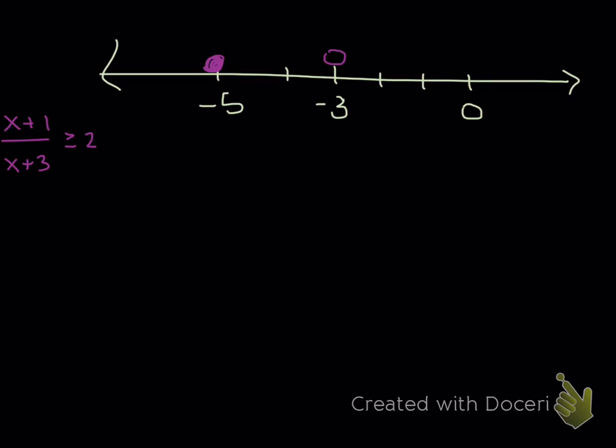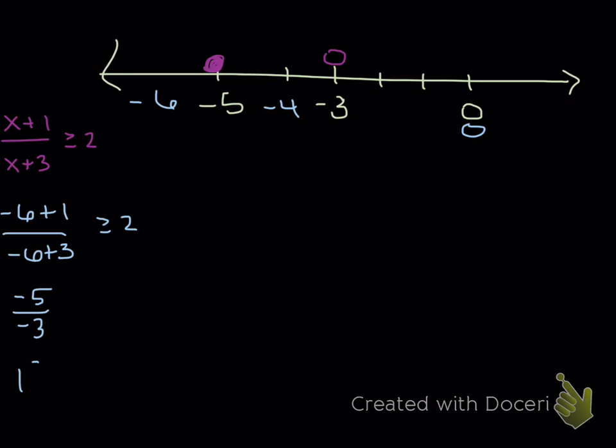So now I need to test my values. I'm going to test a negative 6, a negative 4, and a 0. So we're going to just get right to it. Negative 6 plus 1 over negative 6 plus 3. In the top I'll get negative 5 over a negative 3. And I know a negative divided by a negative is a positive, and this will be 1 2/3. And this is not greater than or equal to 2, so this statement is going to be false.